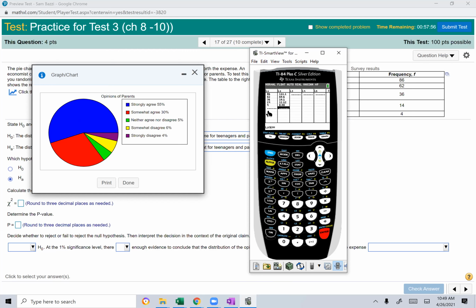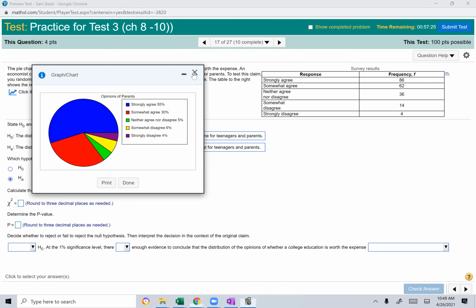If you add the entries in L1, guys, you get 202. If you add the entries in L2, you get 202 as well. So you go to stat, tests, scroll up, goodness of fit test. Observed L1, expected L2, number of categories. Well, I have how many? 1, 2, 3, 4, 5. 5 minus 1 is 4. And hit calculate, guys, and that's it.